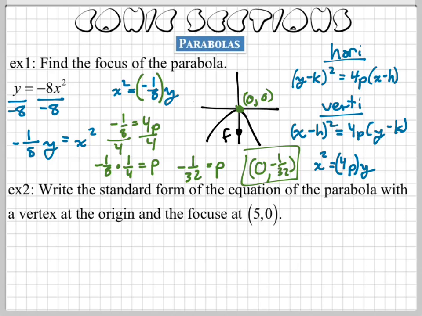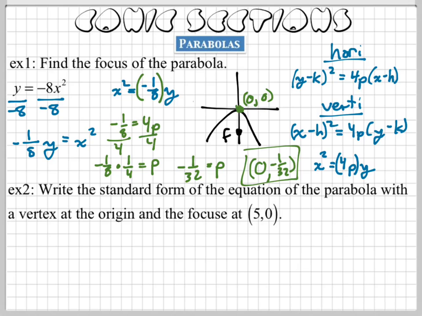Which is why I think drawing the picture and knowing what the picture looks like is the best way to do conics. If you can graph it or have the general idea of where everything's supposed to go, it's a lot easier to find the points. So that first one is finding the focus.